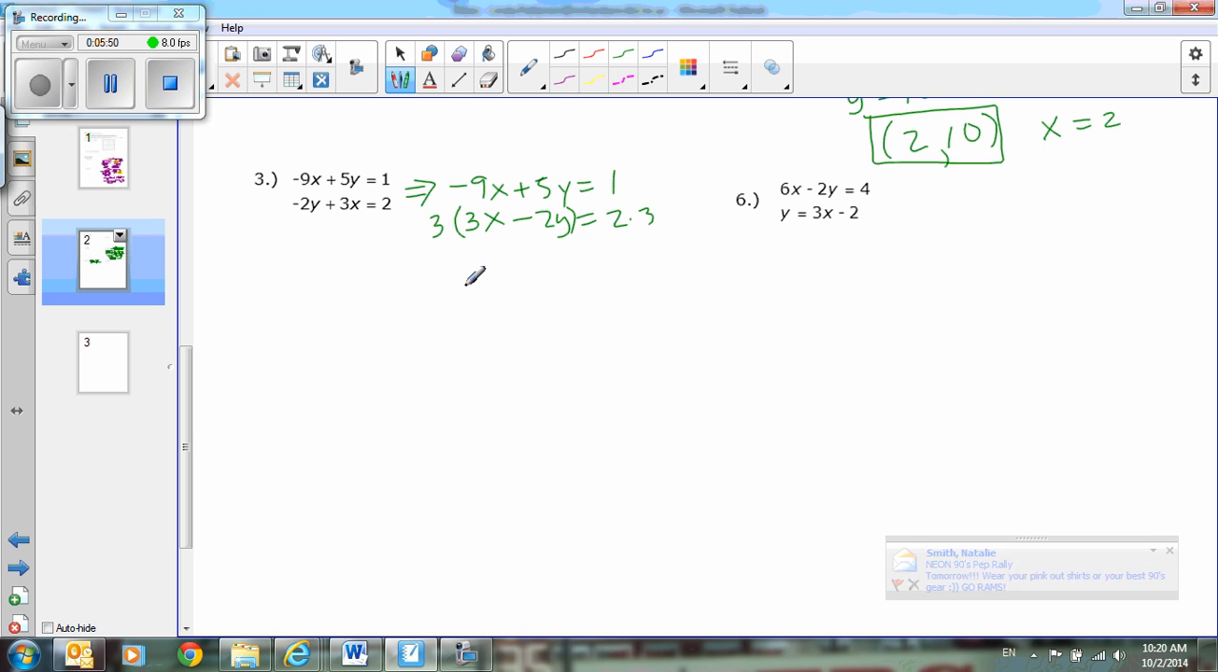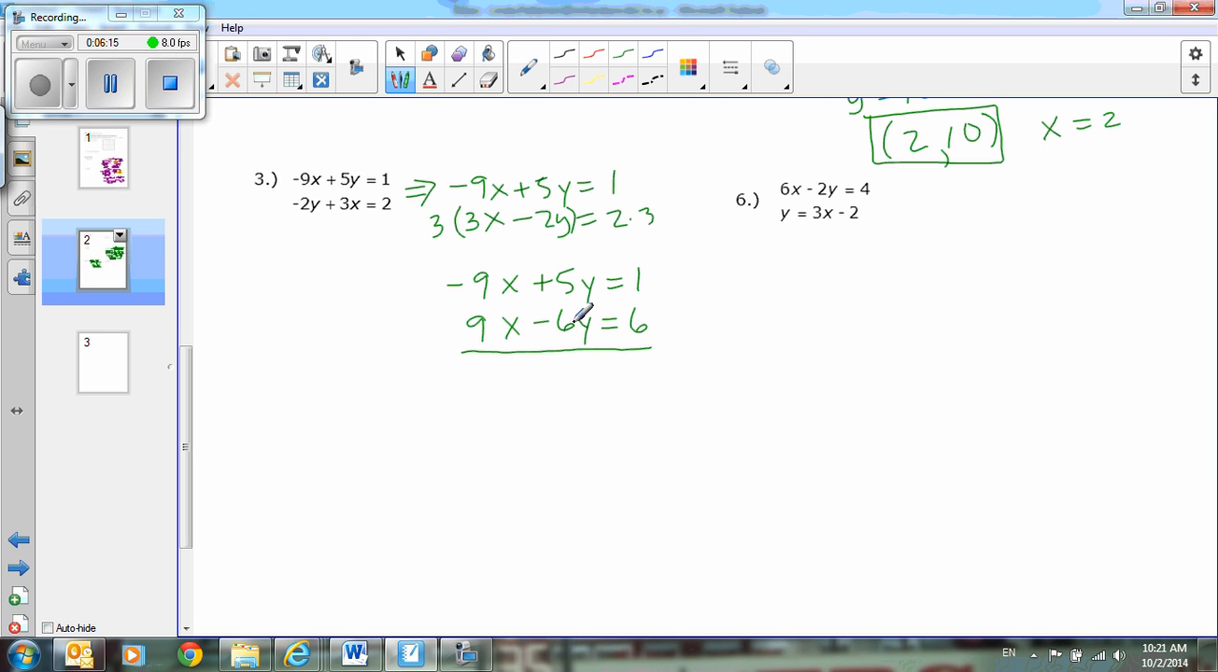So rewriting the first equation, I have negative 9x plus 5y is equal to positive 1. And then the new second equation, when I distribute 3 on the left, I'm going to have positive 9x, and then positive 3 times negative 2y would give me negative 6y, and that's equal to 2 times 3, or 6 on the right. Okay, so now let's add these two equations. By the way, you can either add the two equations or subtract the two equations. Do whatever you need to do that will make one of the variables be eliminated.